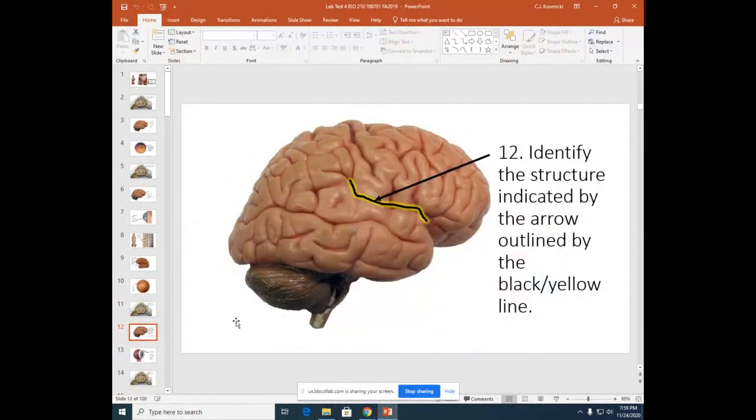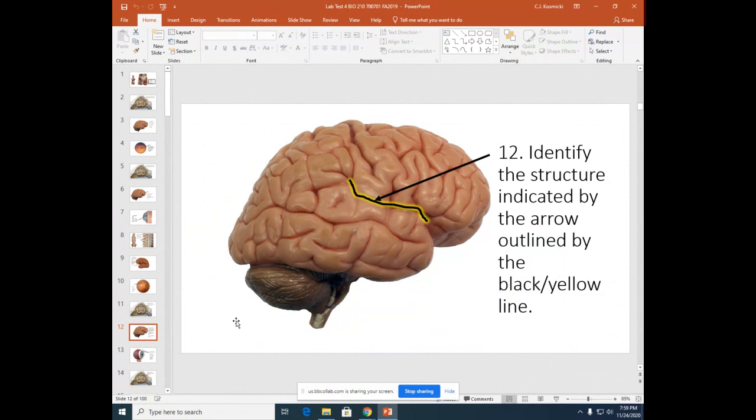Back to the brain. Identify the structure indicated by the arrow outlined by the black and yellow line. Okay, that line is on top of this particular structure. Now keep in mind the folds of the brain, we call those gyri, and the depressions in between the folds are called a fissure if they're deep and a sulcus if they're shallow. So what are we looking at here?